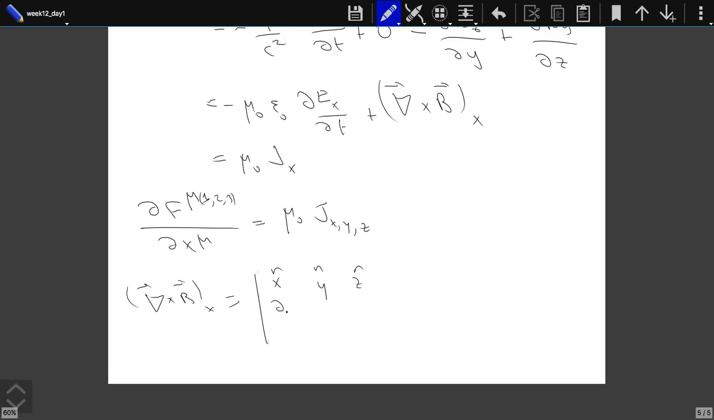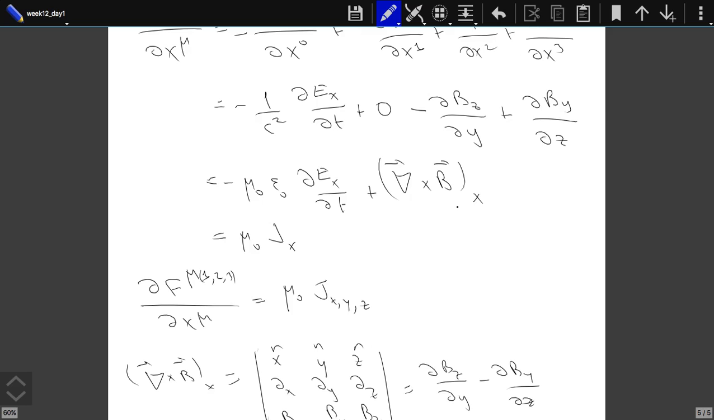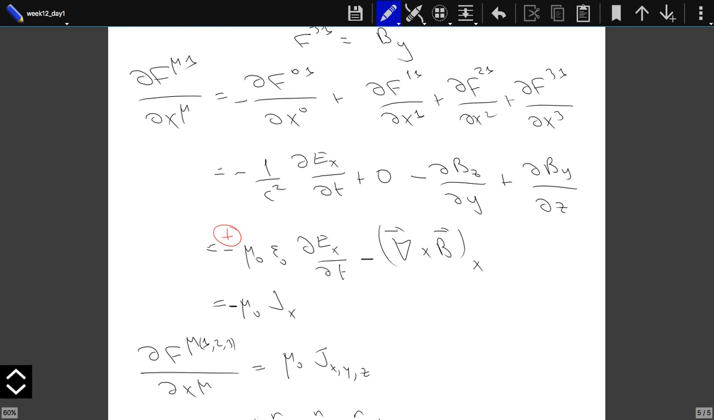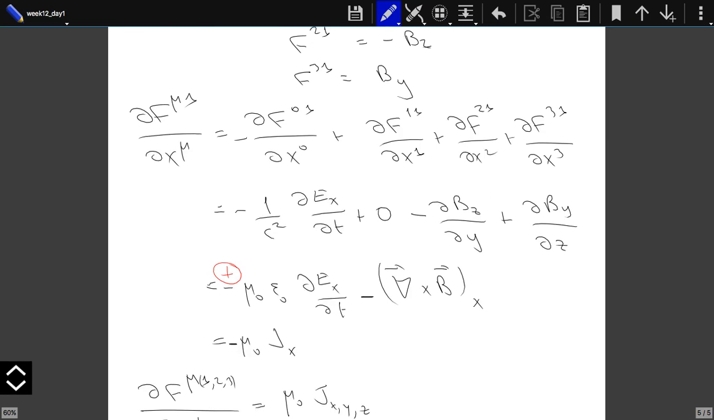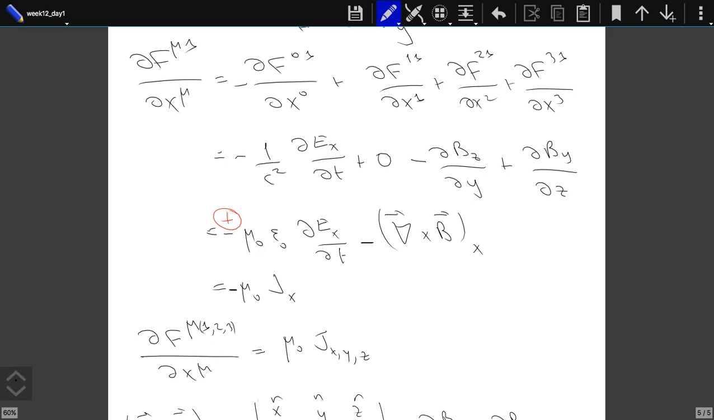The x component, this is del Bz by del y minus del By by del z. So this is minus over there. That is minus mu 0 Jx. Well, I should have a plus sign over here. I made some mistake in the sign somewhere. This should be plus if you do it properly. And so here you will get a minus sign.